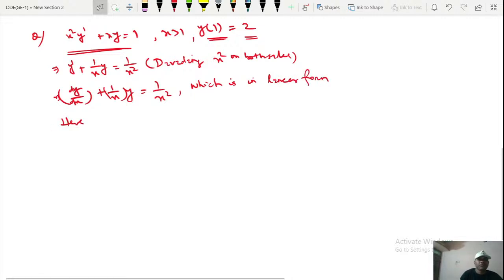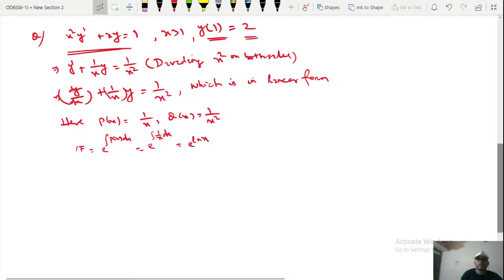So what is your p of x now? Your p of x is 1 by x and your q of x is 1 by x squared. After knowing p of x and q of x, you will find the integrating factor. Integrating factor is e to the power integral of p of x dx, that is e to the power integral of 1 by x dx, which is e to the power ln x. Then e and ln cancel out, so it is x only.